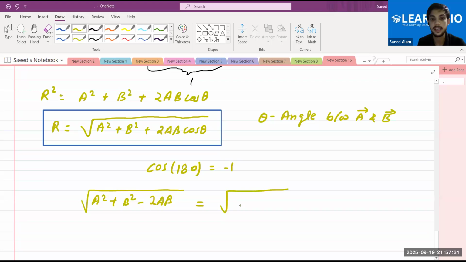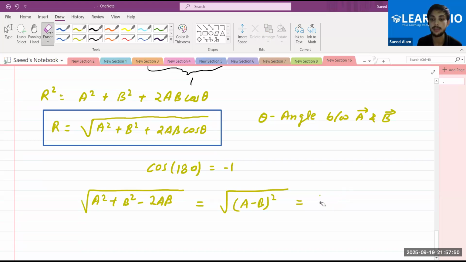A square. What is it? A minus b the whole square. So do you think that this square and under root will cancel out each other? Yes. So that will be nothing but a minus b.